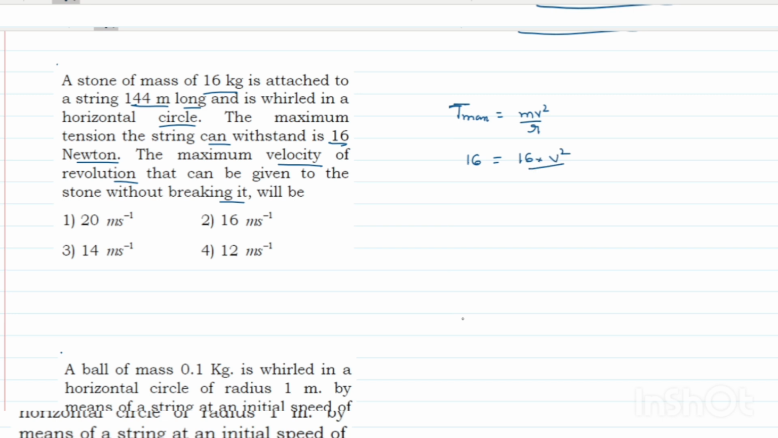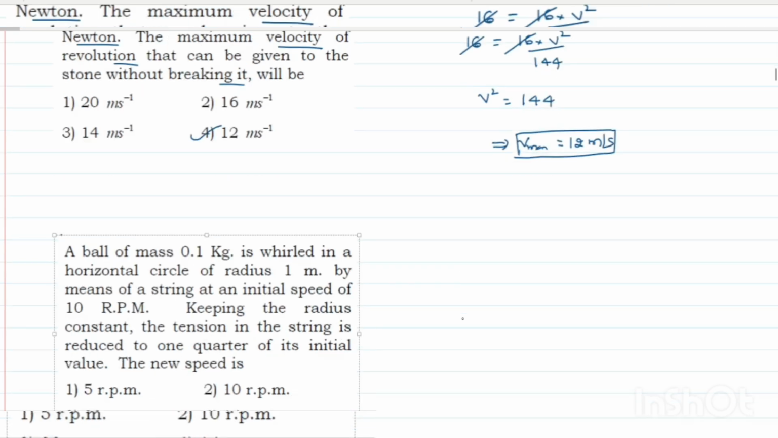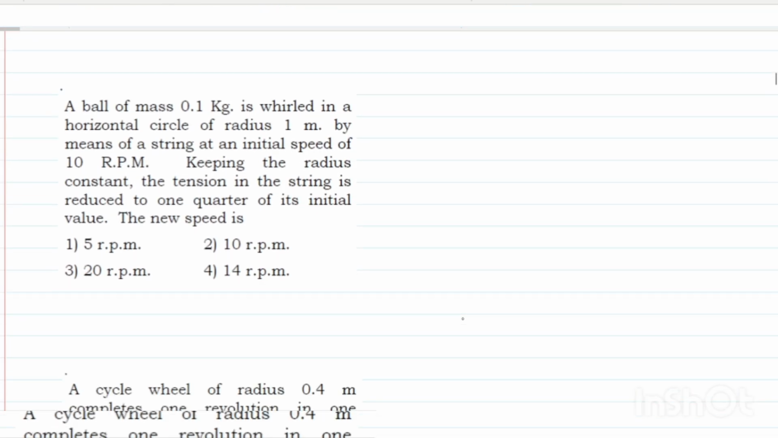Here the radius is given as 144. We just cancel this one, so v square equals 144. Then this maximum velocity we will be getting as 12 meter per second. So this is the correct answer. Let us see the next question.